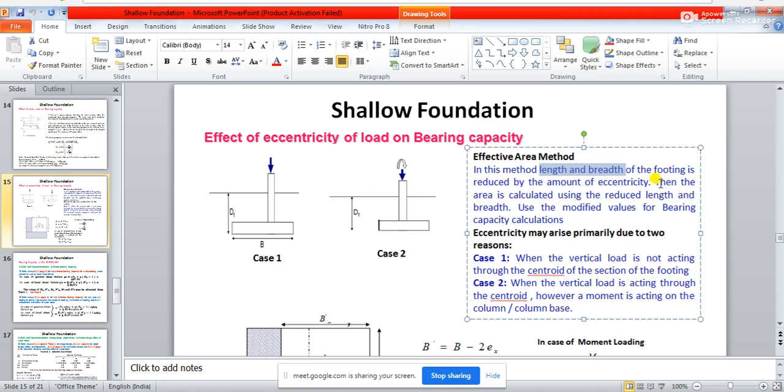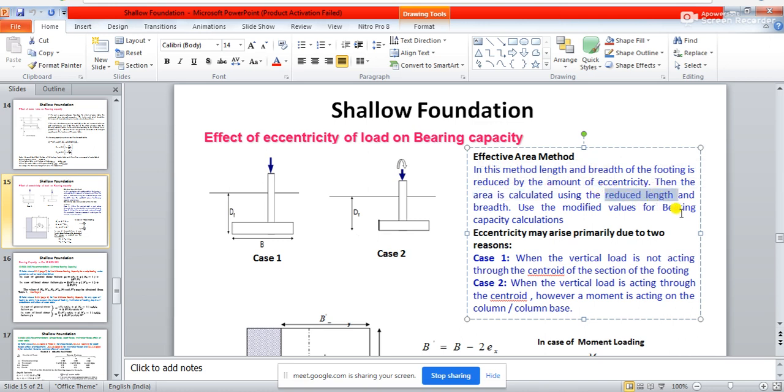So when you want to take into account the effect of eccentricity, you reduce the length and breadth of the footing, and then the area of the footing, whatever area you are considering, needs to be calculated using the reduced length.